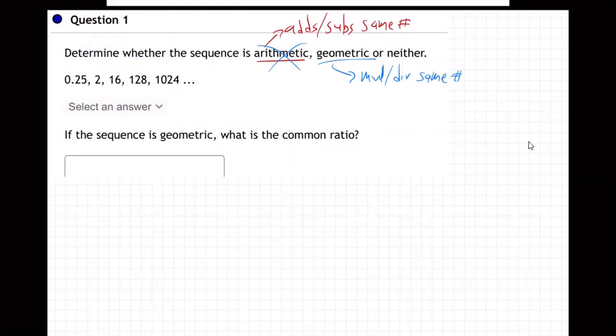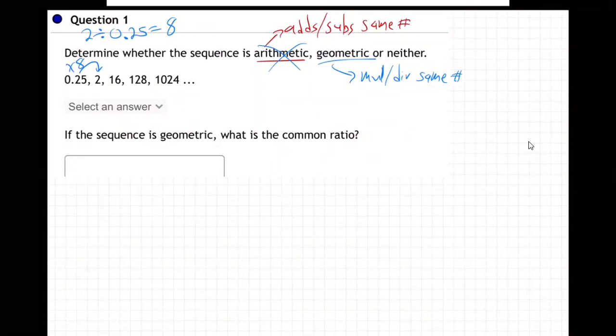So is it multiplying or dividing by the same number? Well, what would you need to multiply by? If you're not sure, then just divide, and that'll tell you what you need to multiply by. So let me write that like they wrote it. Just take 2 and divide by 0.25. Notice how many quarters in $2? Well, you know there's 8, huh? So you would need to multiply by 8.